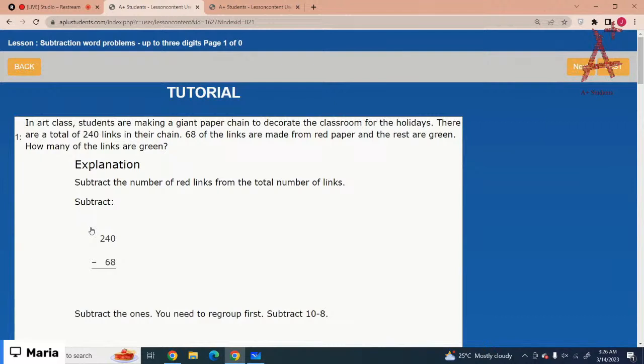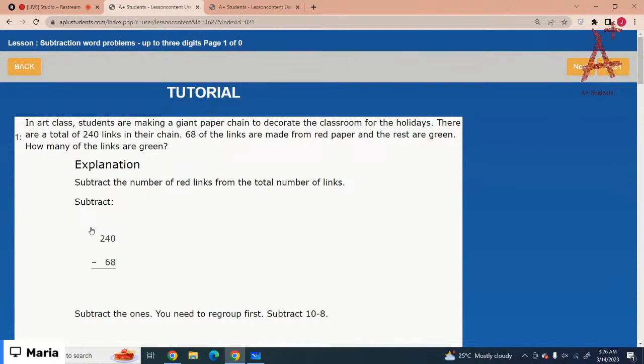Okay, now we are going to do the same thing, but now we're going to work on the word problems. Got it? In art class, students are making a giant paper chain to decorate the classroom for the holidays. There are a total of 240 links in their chain. 68 of the links are made of red paper and the rest are green. How many links are green?